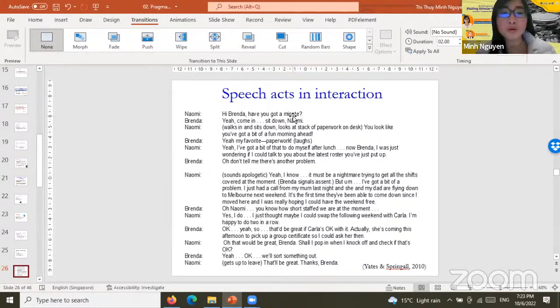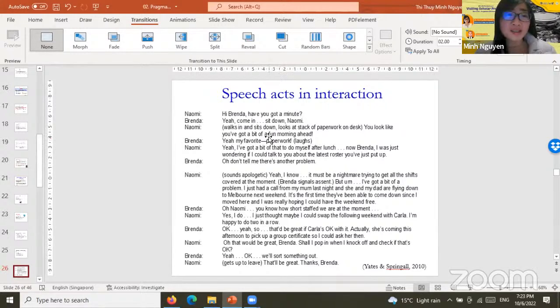This is what we call checking on availability. "Have you got a minute?" And then, "Oh yeah, come in, sit down, Naomi." So there's a go-ahead signal. Naomi walks in and sits down, looks at the stack of paperwork, and says, "You look like you've got a bit of a fun morning ahead." This is an implied meaning. She's not having fun; doing paperwork is not fun.